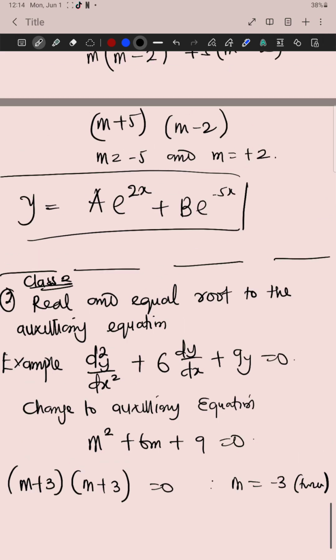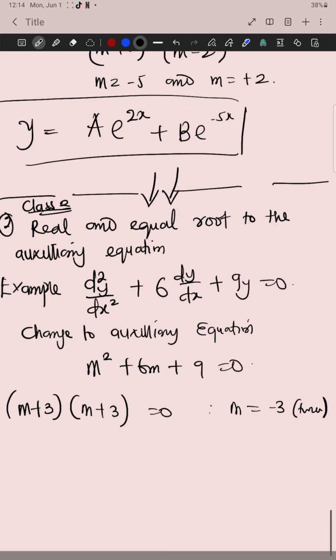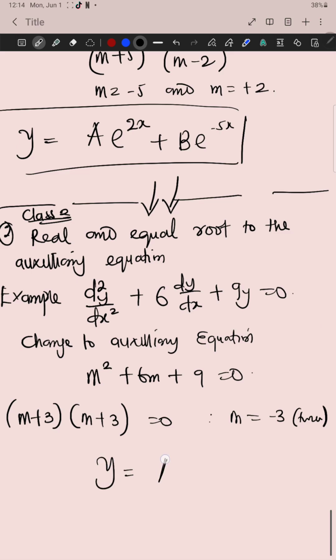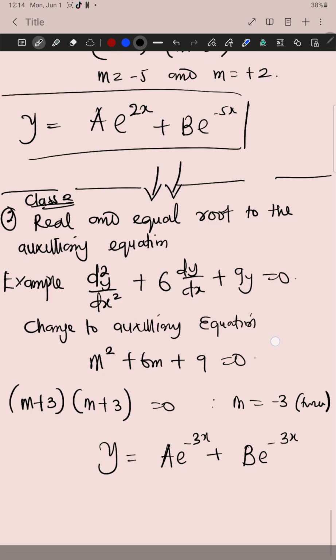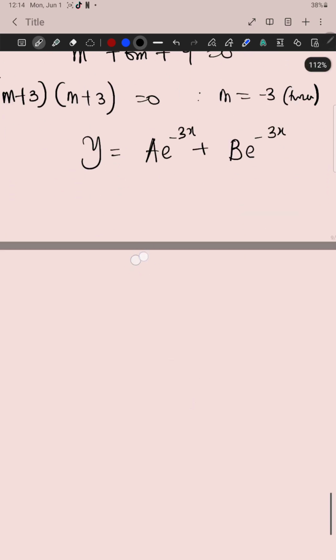Now this is when we have real and equal roots. Then this would give an equation that looks like this. You have y is equal to A e to the minus 3x plus B e to the minus 3x, and these two terms combine to give you y equal to C e to the minus 3x.